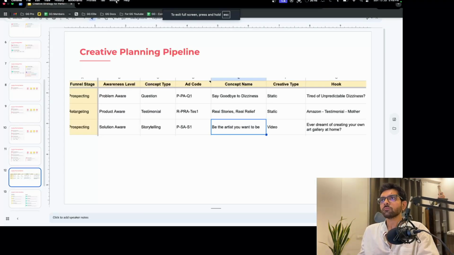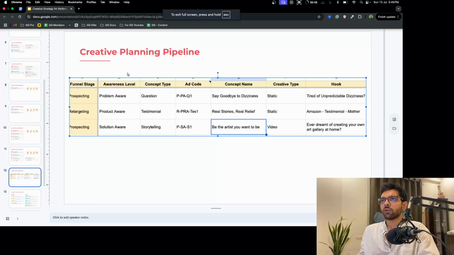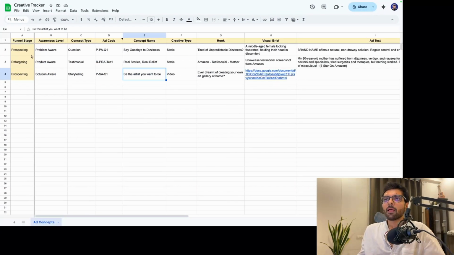So if I go over here, yeah. In this particular creative, my funnel stage is prospecting, right? I am reaching out to a person in a problem aware stage, right? I'm going with a concept of question, not feature benefit or testimonial or anything. Question. This is my ad code, which is something that I use for nomenclature, so that once the ad is live in the dashboard, I am able to figure it out very easily with this ad code.